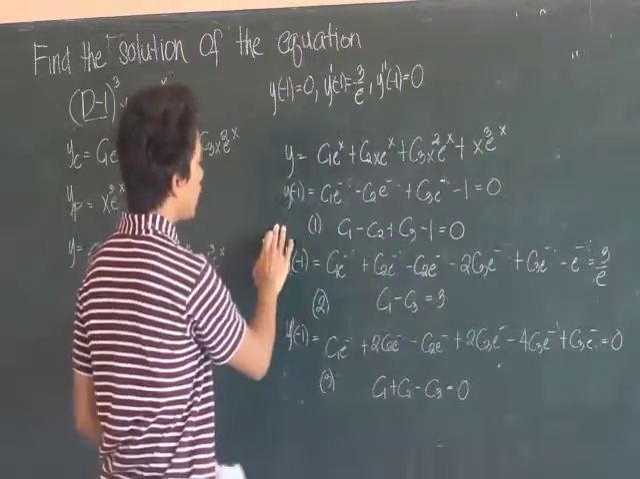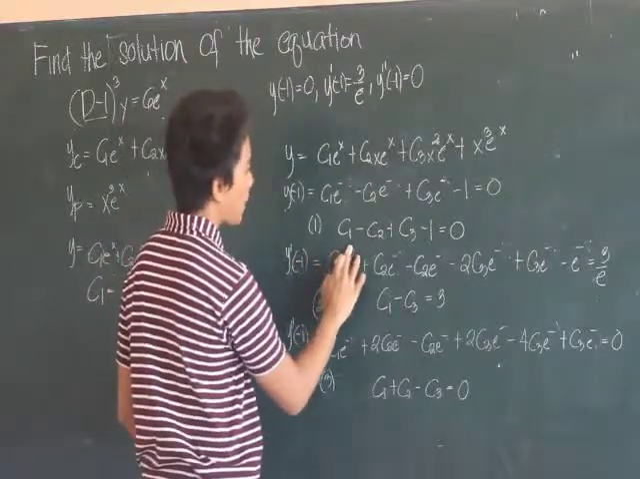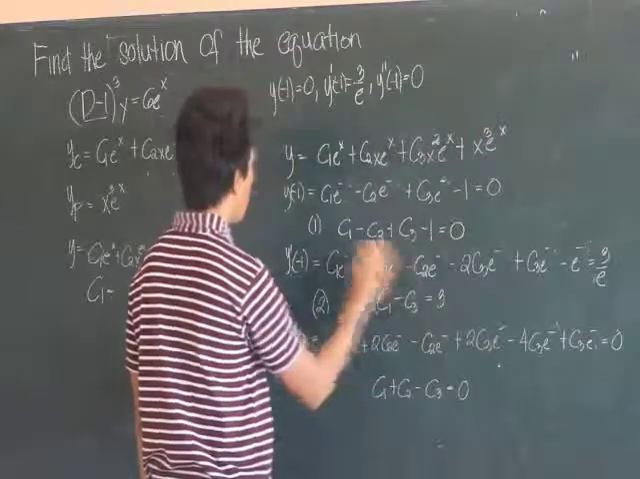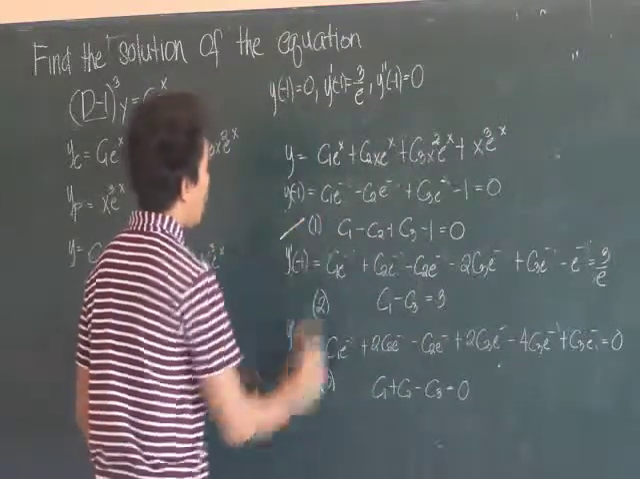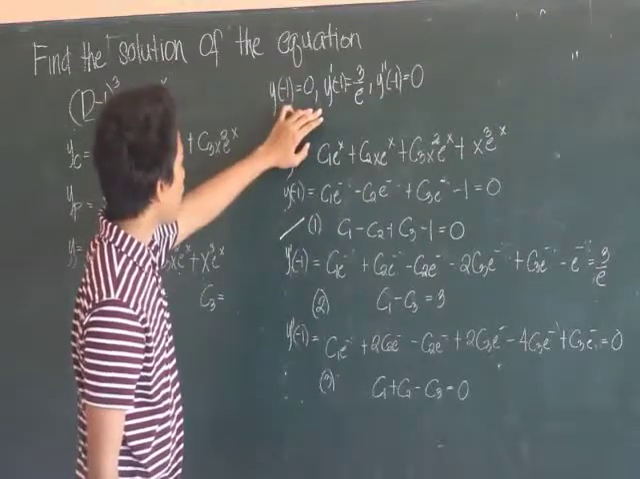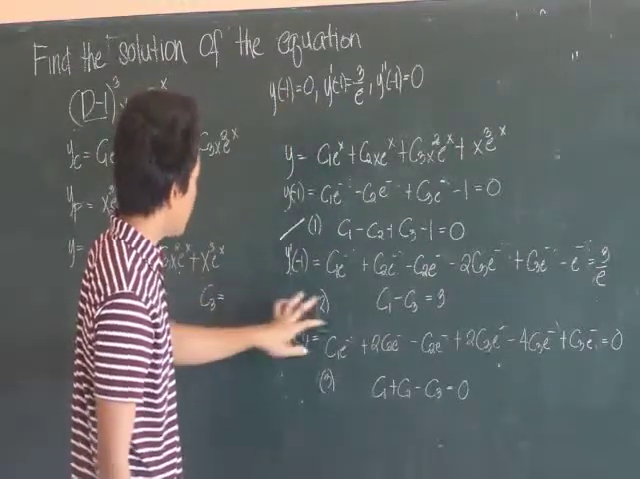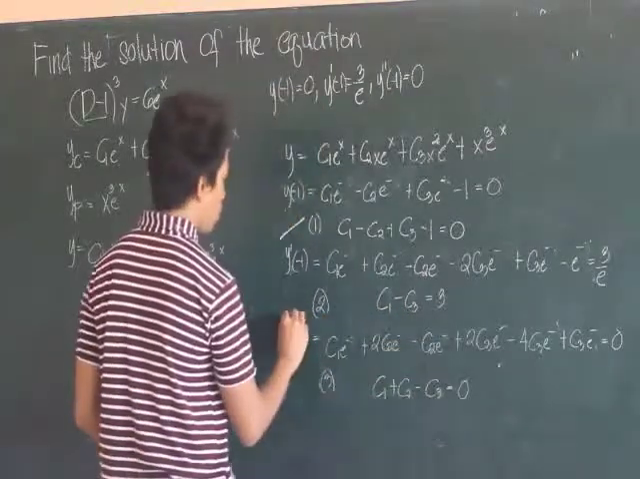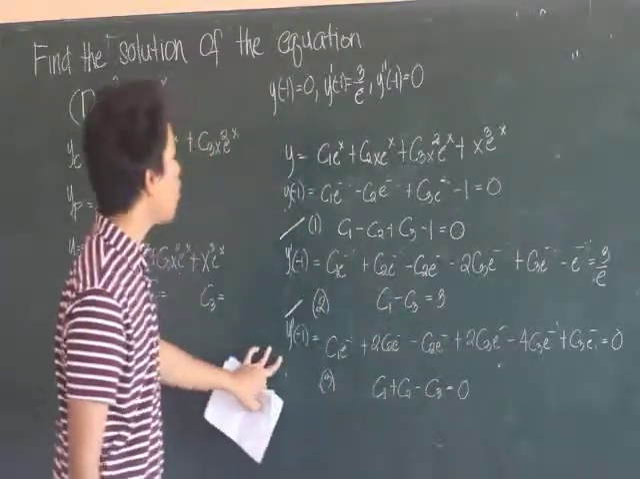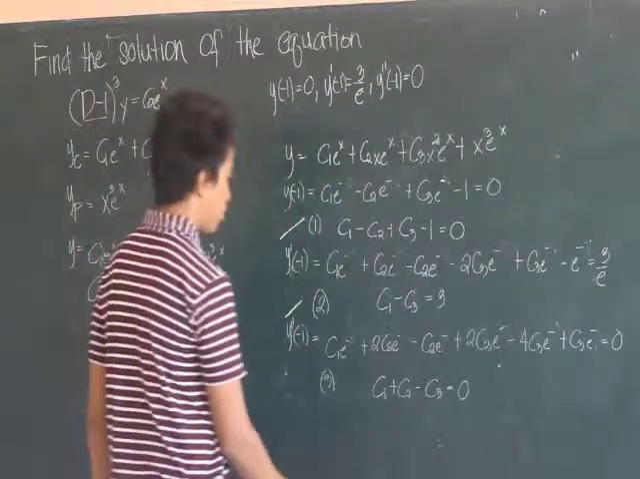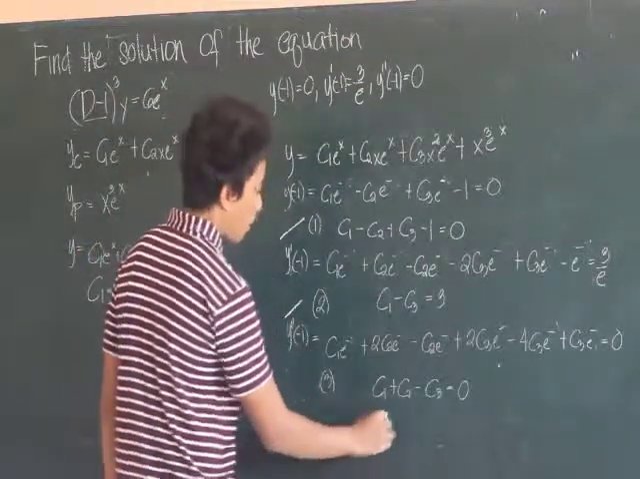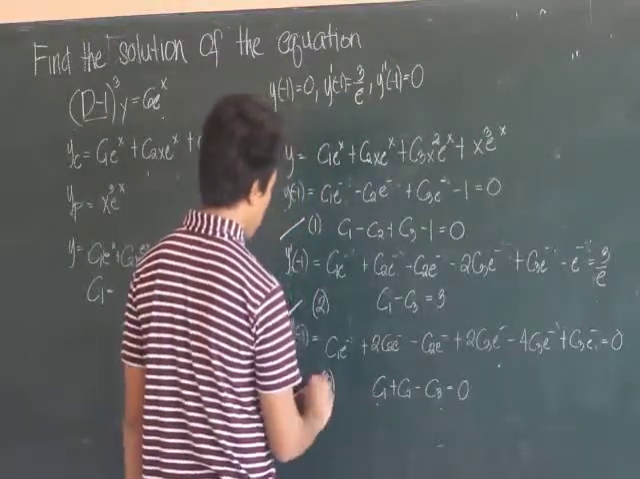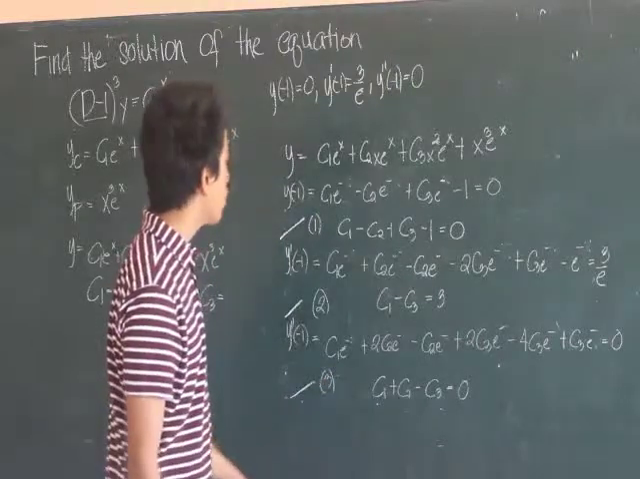So, substituting these values, we have c1 minus c2 plus c3 minus 1 equals 0, which is our equation 1. And for y prime, we have c1 minus c3 is equal to 3, and this is our equation 2. And for the y double prime, when x is equal to -1, y equals 0, we have c1 plus c2 minus c3 equals 0, which is our equation 3.